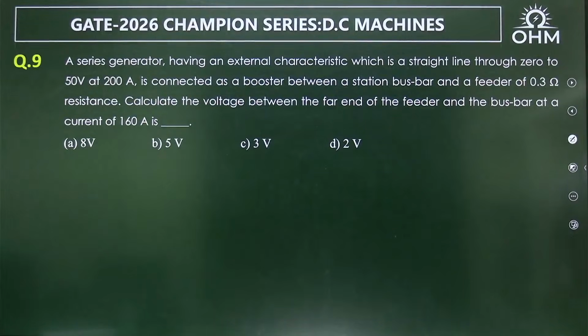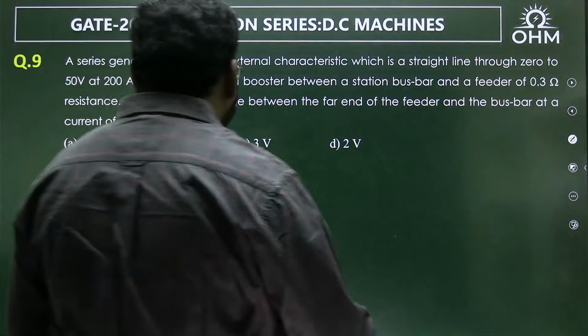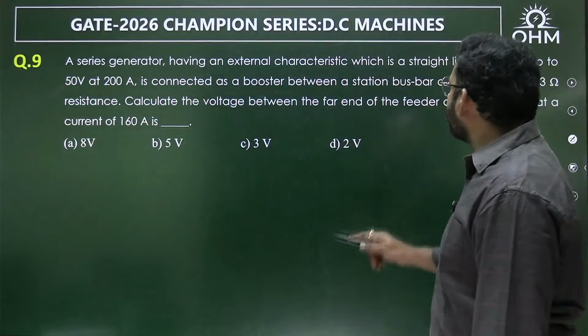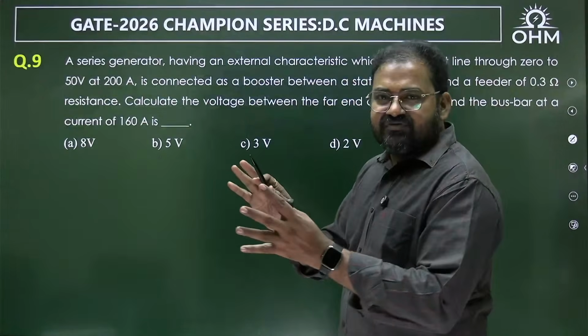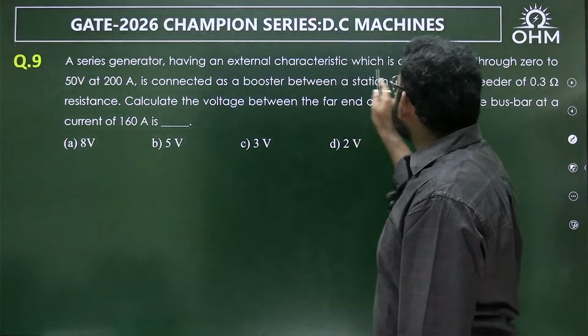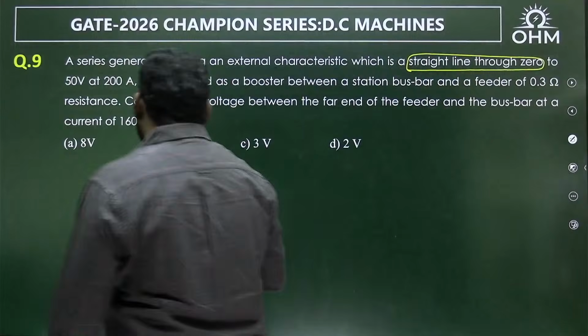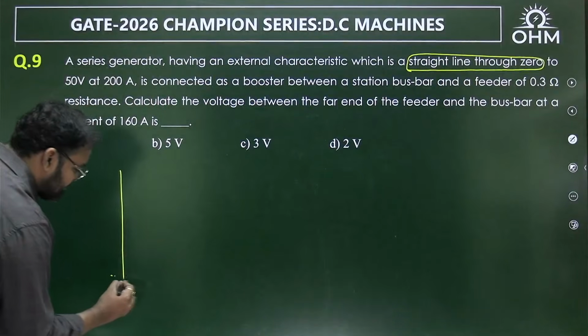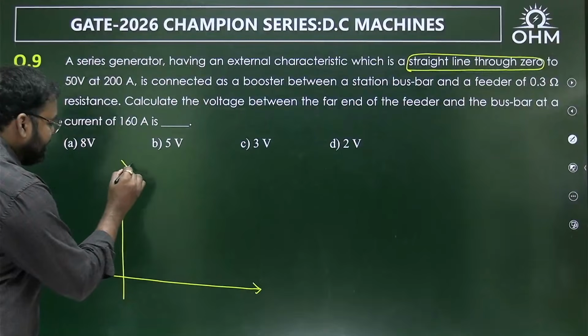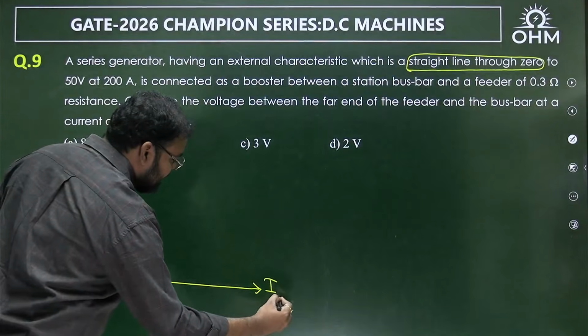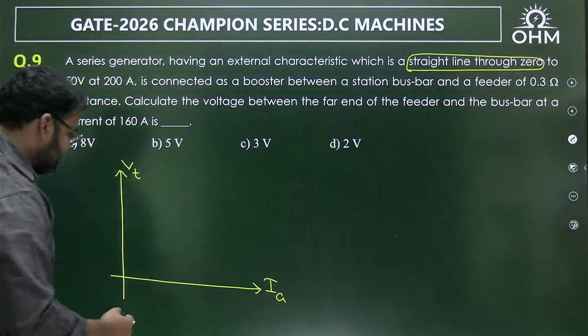Okay, let's see. A series generator generally will have rising voltage characteristics. Yes, that's why it is used as a voltage boosting circuit normally. Actually the characteristics will be non-linear, but in this question it was given as a straight line passing through 0. First of all, external characteristics are drawn between terminal voltage versus line current or armature current. Both are the same only in a series generator.